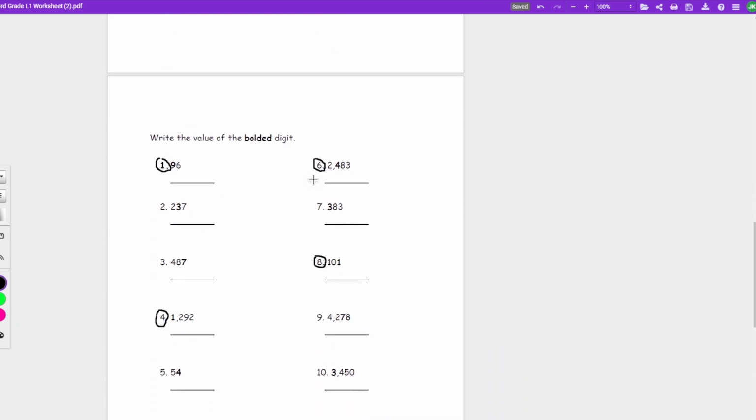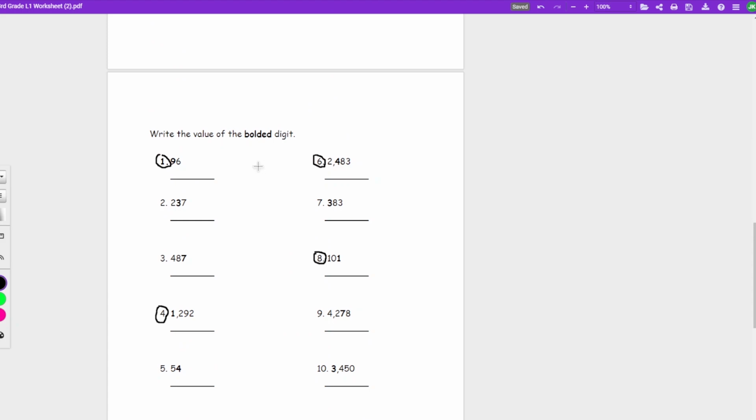Now for number 1, I'm going to see which value the bolded digit is. So I see that the 9 is bolded on this question. The 9 is in the tens place, because if we count, the 6 is in the ones place and the 9 is in the tens place. And because there are 9 tens, the answer is going to be 90.